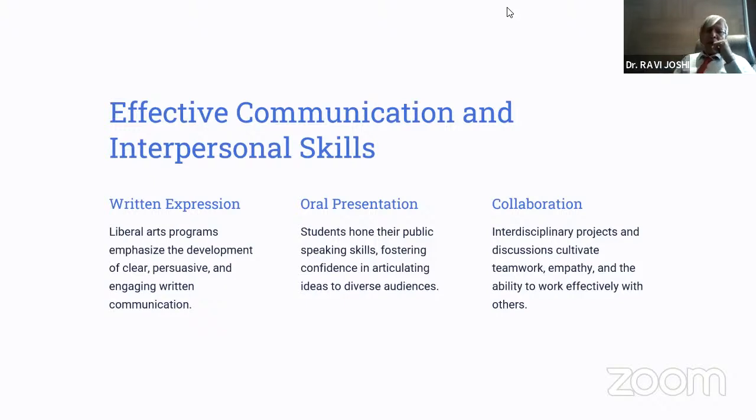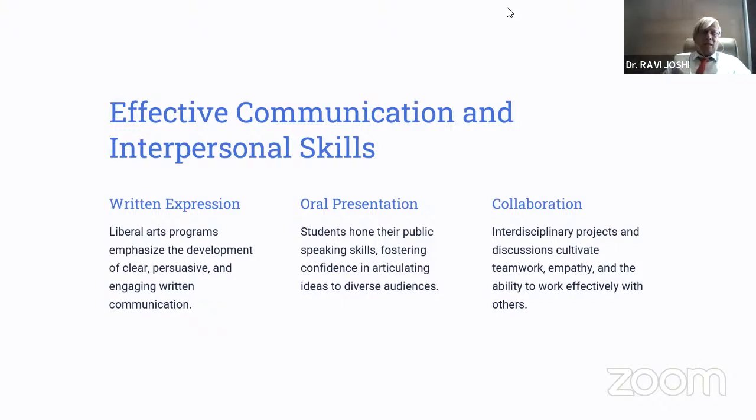And obviously, our liberal arts students work on interdisciplinary projects and discussions that cultivate teamwork. It requires empathy and the ability to work effectively with others. This is the unique nature. You see the students of economics, sociology, psychology, languages, any of these students, they work in a team, they work in groups, and that's why we need to develop collaborative skills.